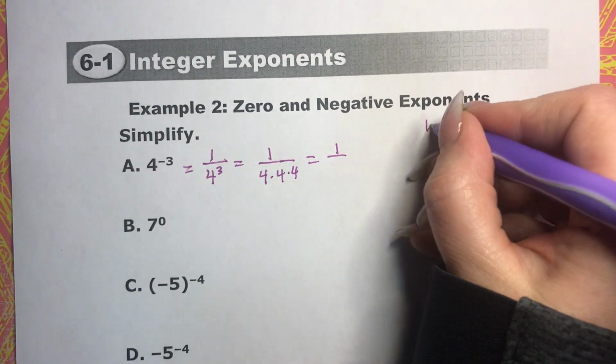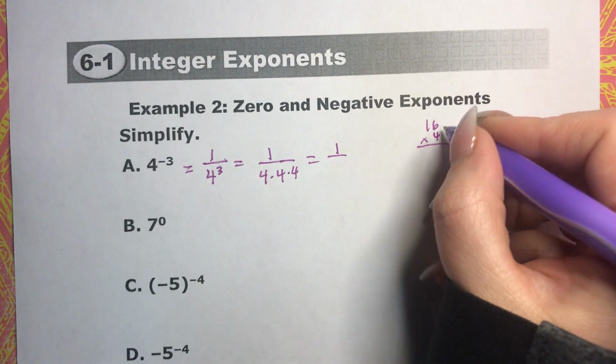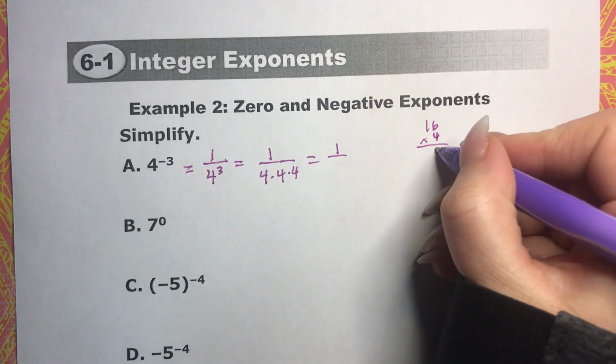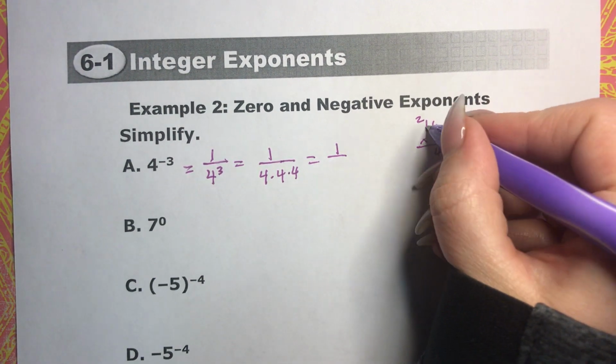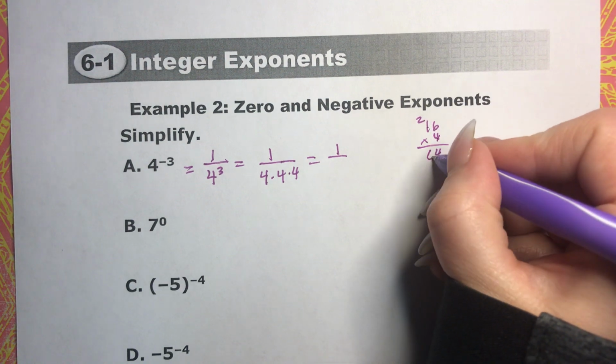16 times 4, I can figure that out really quick over here on the side. 4 times 6 is 24. Write the 4, carry the 2. 4 times 1 is 4, plus 2 is 6.